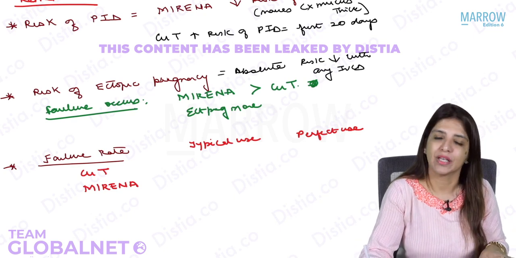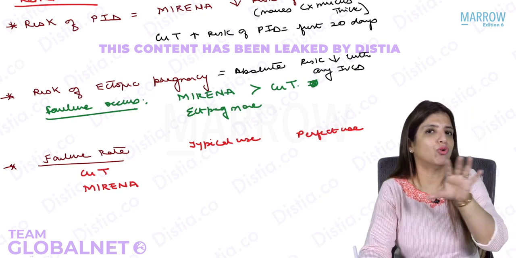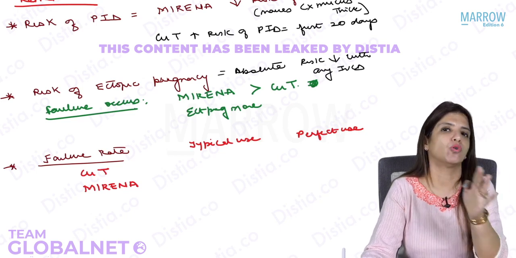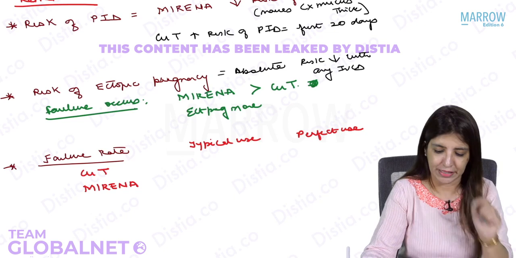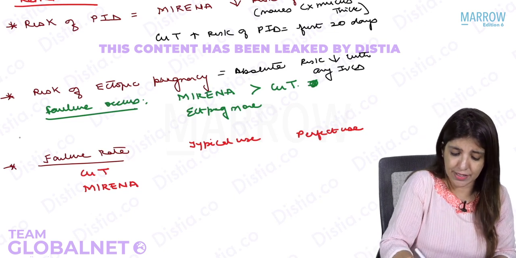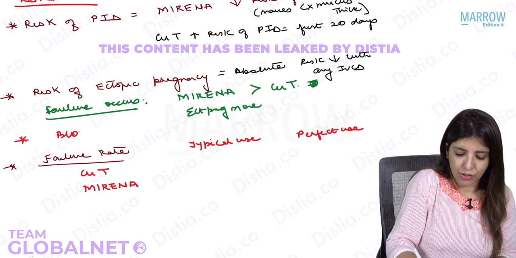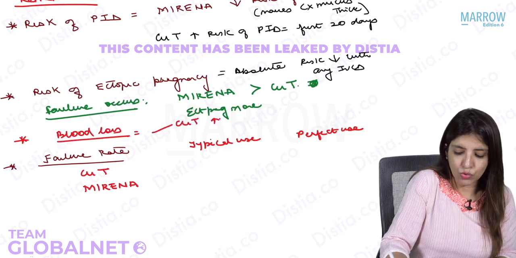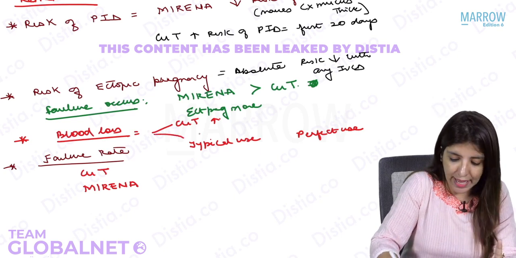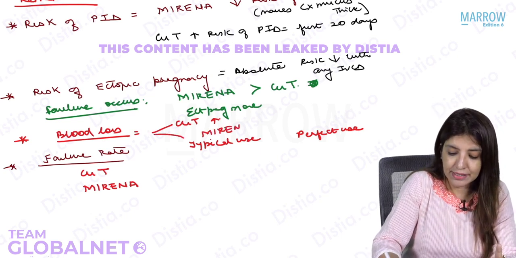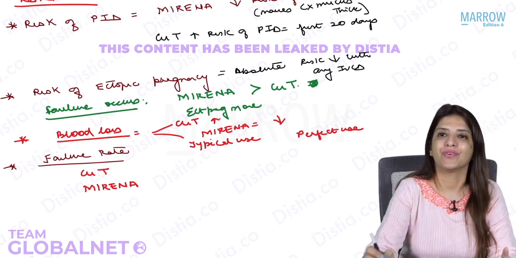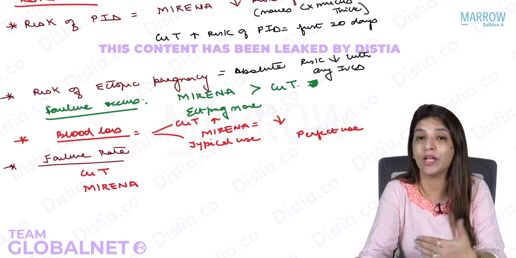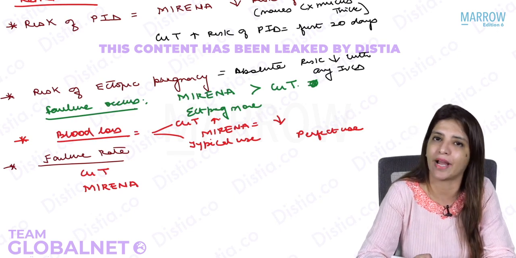Clear to all of you? PID, the chances are more with copper T in comparison to Mirena. But ectopic pregnancy, chances are more with Mirena in comparison to copper T. Another point of difference is blood loss. When we are talking about blood loss, copper T is going to increase the blood loss, whereas Mirena decreases the blood loss. Right? And that is why Mirena has so many non-contraceptive benefits, including its use in atypical uterine bleeding.